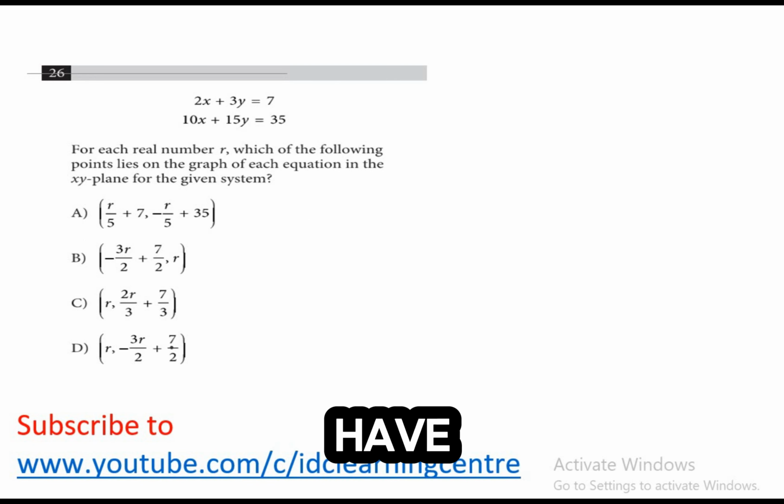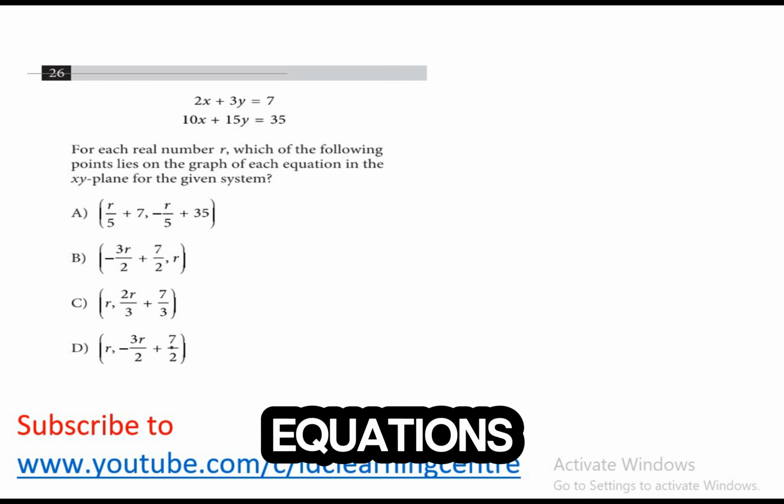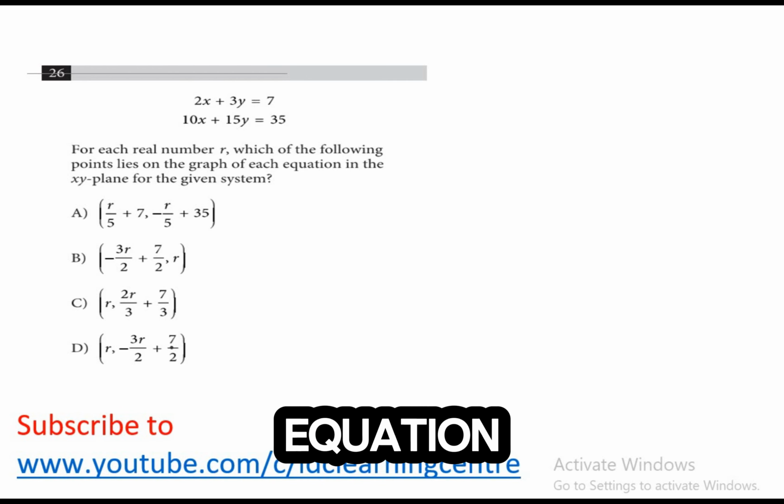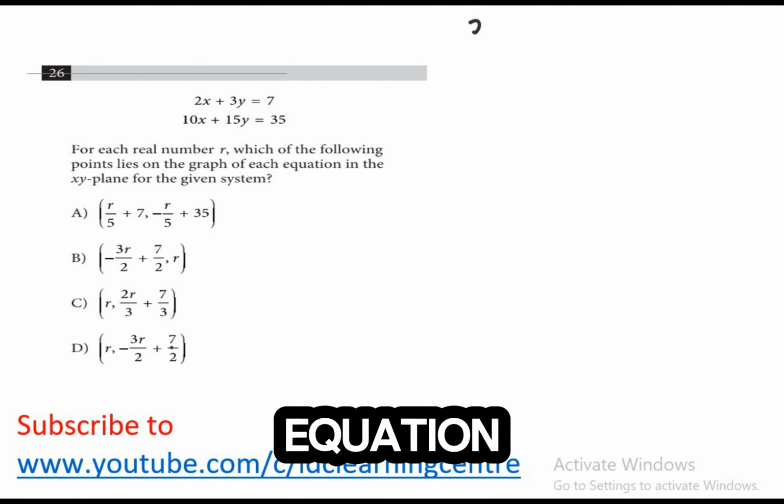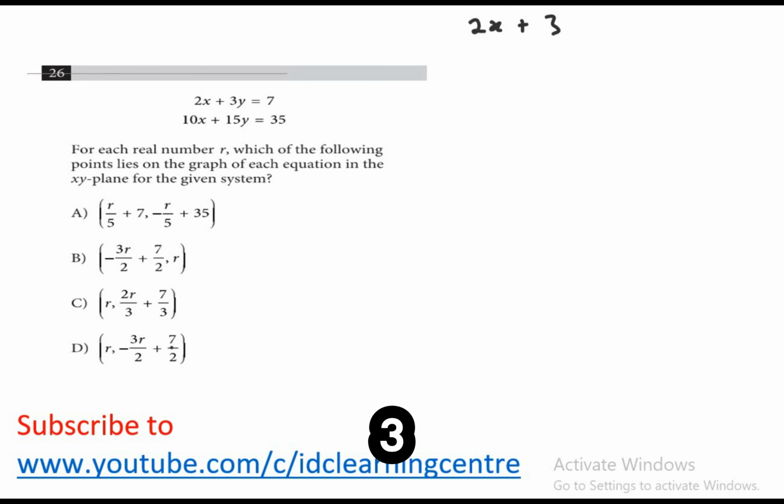Here we have a system of equations, but the two equations are the same. If you divide equation 2 by 5, you will get the first equation, 2x plus 3y equals 7. So I'll just work with the first equation, 2x plus 3y is equal to 7. All you need to do is ask which of these points lies on this graph. Each of these points is a pair of values of x and y. So I'll plug the values of x and y into each of the options and see which of them will give me 7.